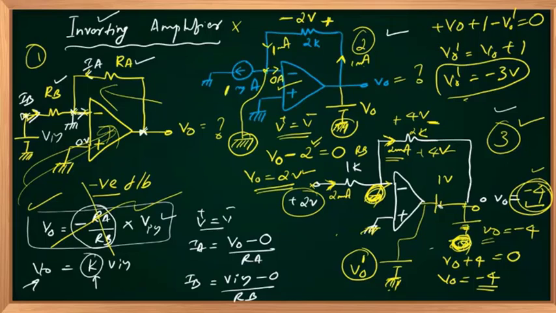If 1 volt is absent, actual output of op-amp and output of circuit are same, minus 4, no change. If there exists a 1 volt like this, output of circuit is still minus 4 because this current is same, this current is same. And the output generated by the op-amp, actual output of the op-amp, is nothing but V out dash is equal to minus 3 volts.